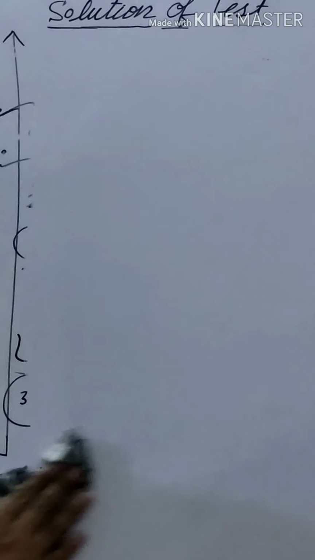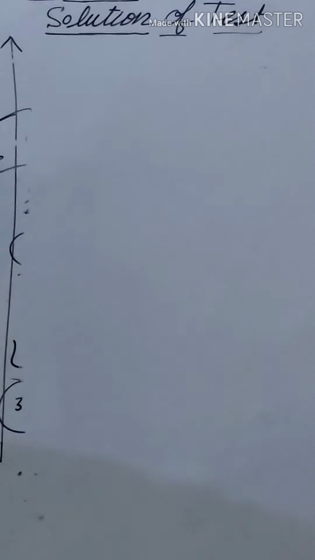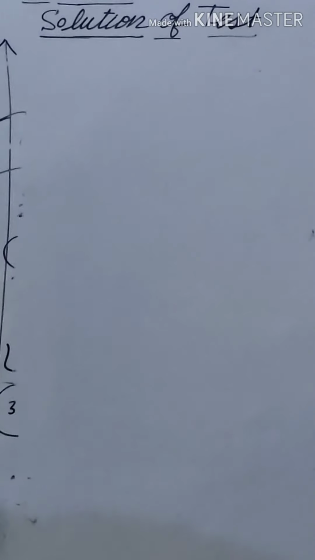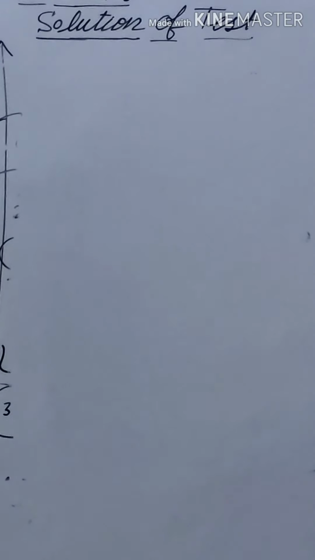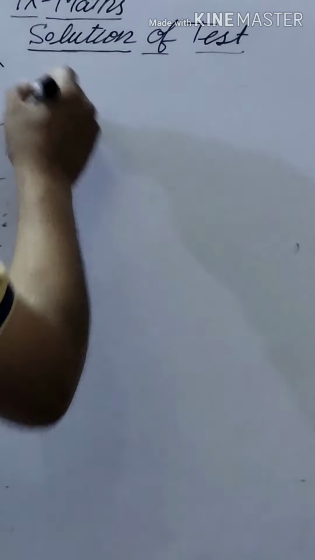Now the next question, you see. Question number 6. Fifth is clear. Now what is question number 6? He is saying these two lines are intersected by a transversal, and these angles they are giving.